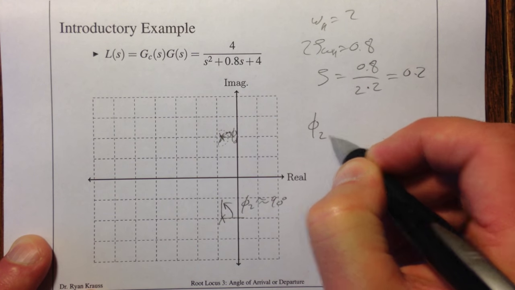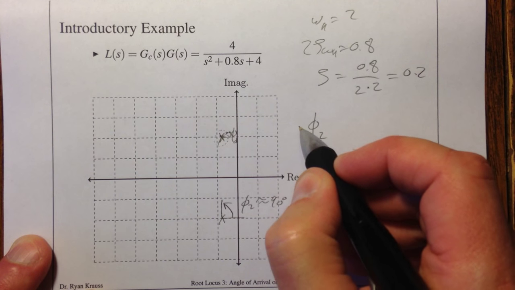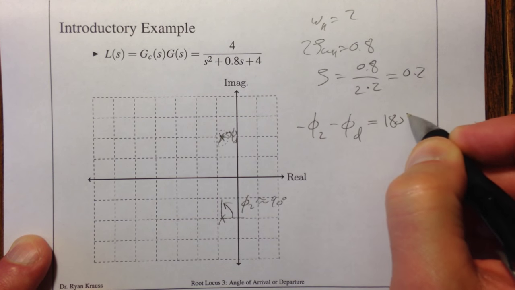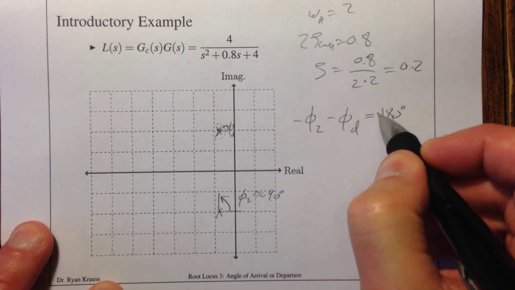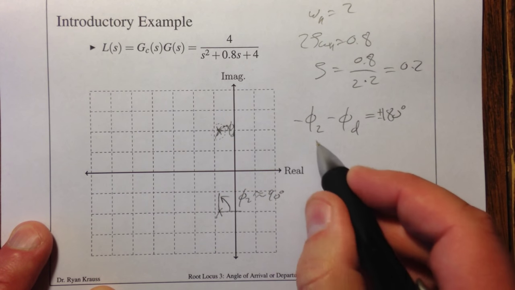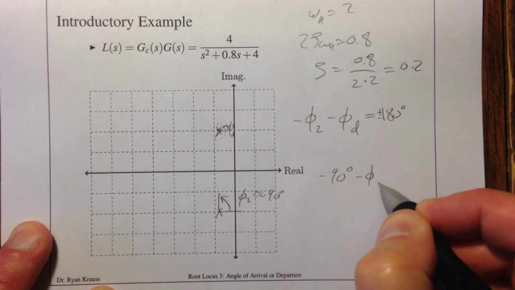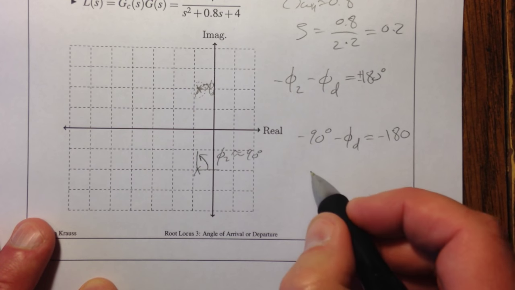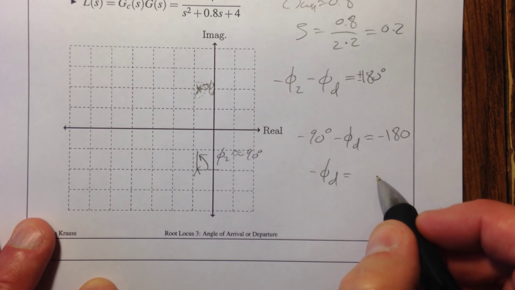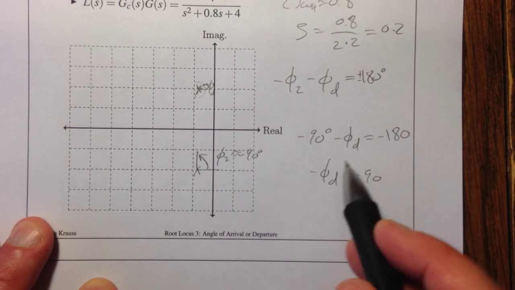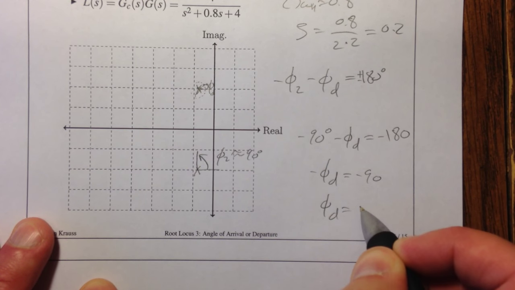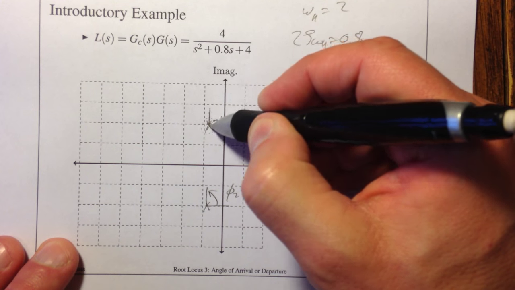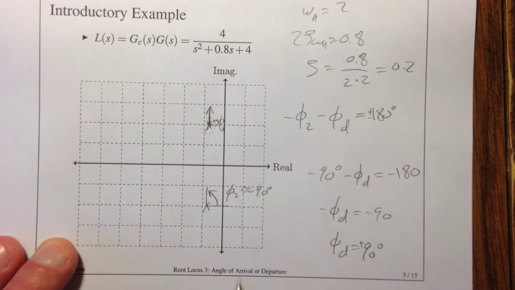If we think about our angle condition, we're subtracting the angles from the poles and adding the angles from the zeros, and there aren't any zeros in this case, and that has to add to 180 degrees, which could be plus or minus 180 degrees. So if I've got phi 2 at 90 degrees, then 90 minus phi d is equal to, I'll set this to negative 180. If I subtract 90 from both sides, negative phi d is equal to negative 270, so phi d is a positive 90 degrees. The angle of departure from this pole is a vertical 90, so we're heading off that way.